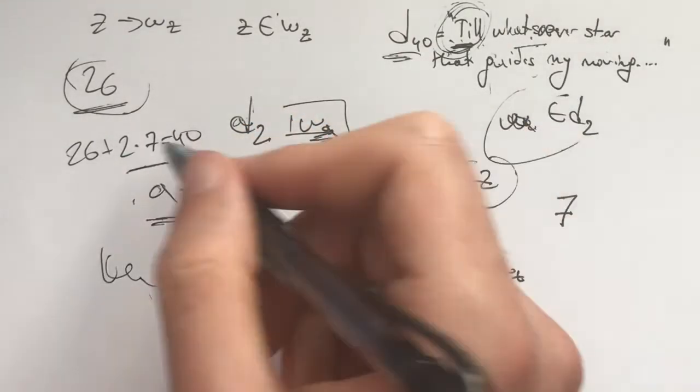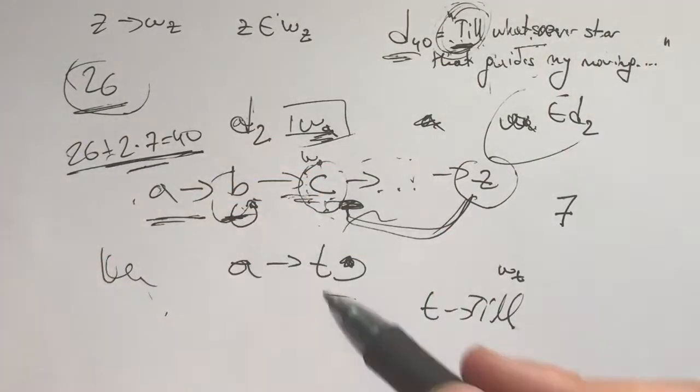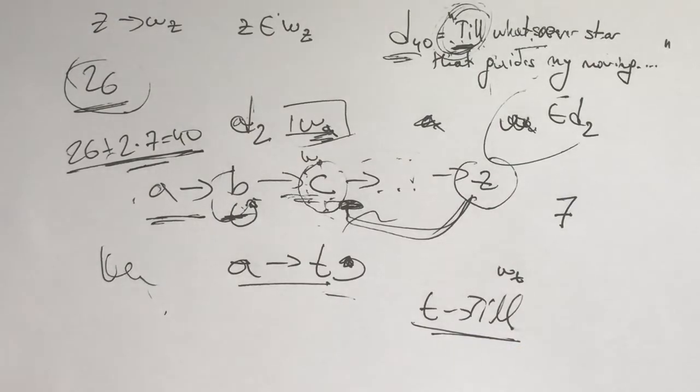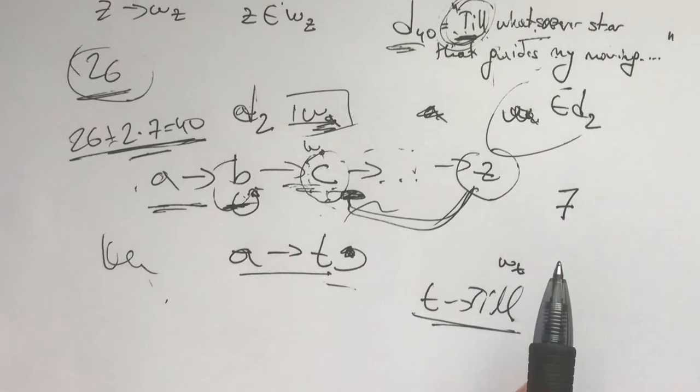Could this be of any use? I don't know. I would write this down. If I was on a test, I would write down everything I noticed. Okay, T could go to till. So far, it seems like that's the case. So now I'm kind of out of ideas.